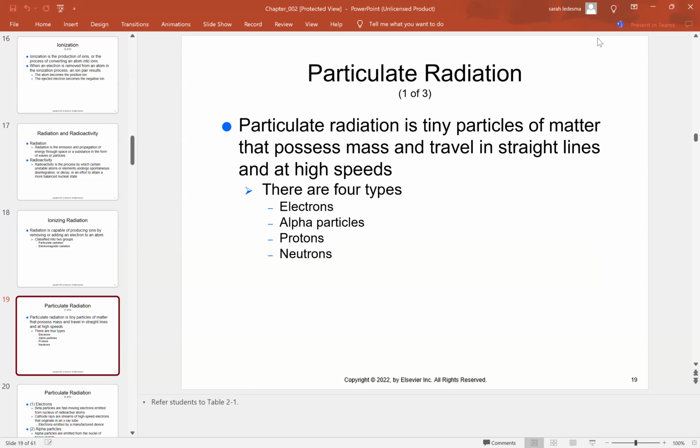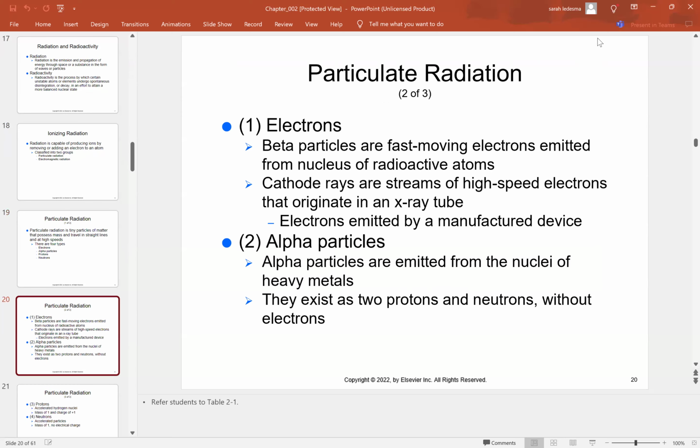Particulate radiation is tiny particles of matter that possess mass and travel in straight lines at high speeds. Electrons, or beta particles, are fast-moving electrons emitted from the nucleus of radioactive atoms. Cathode rays are streams of high-speed electrons that originate in the X-ray tube, electrons emitted by the manufactured device.